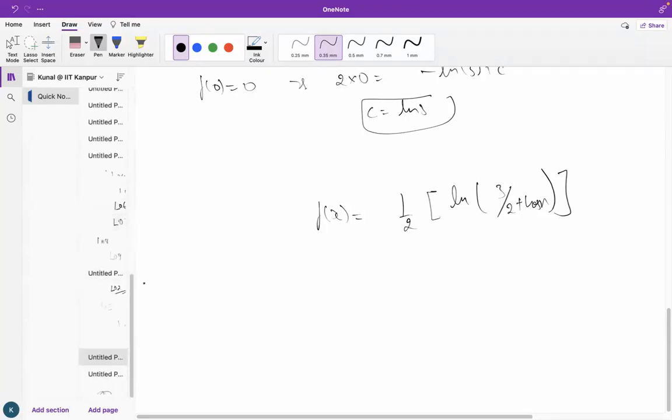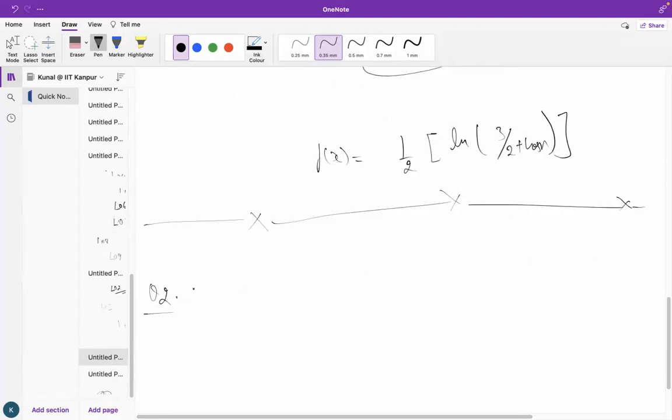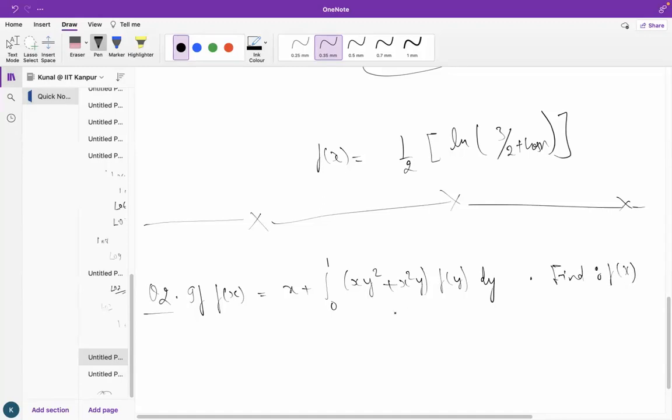Okay, so let me take the new question here, which looks like this: if f of x is equal to x plus the integral of xy square plus x square y, f of y dy. You have to find the value of f of x.